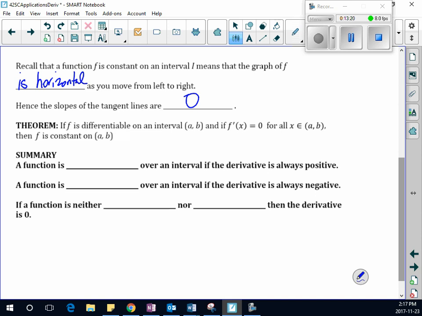So here's the summary. A function is blank over an interval if the derivative is always positive. A function is increasing. Very good. A function is blank over the interval if the derivative is always negative. Decreasing. A function is neither blank nor blank, then the derivative is 0.